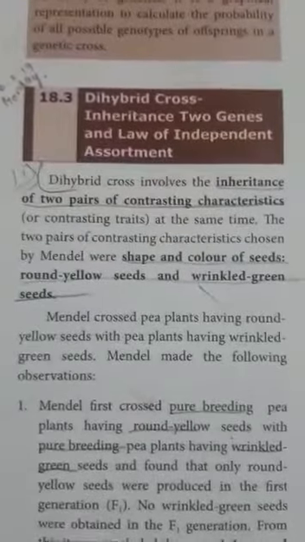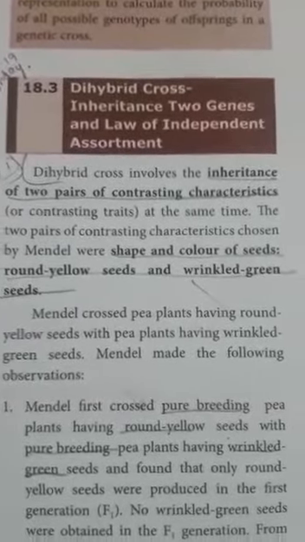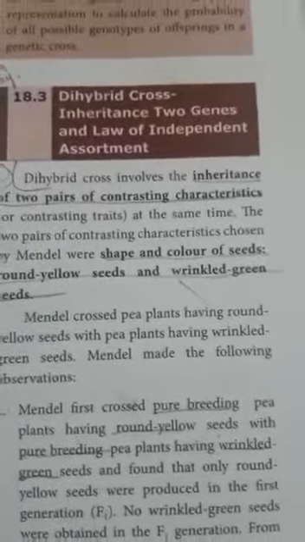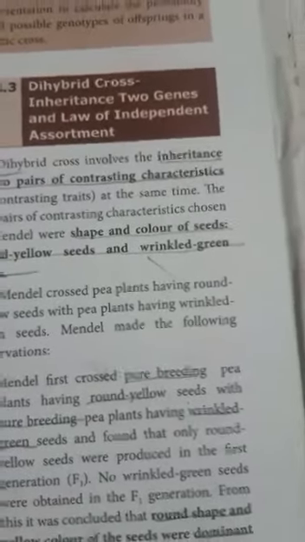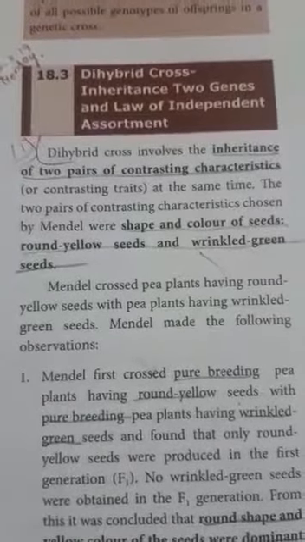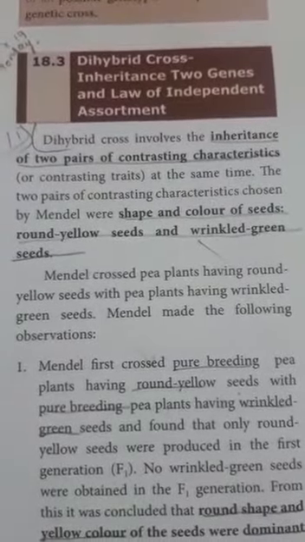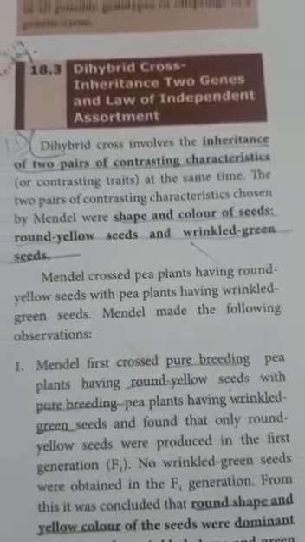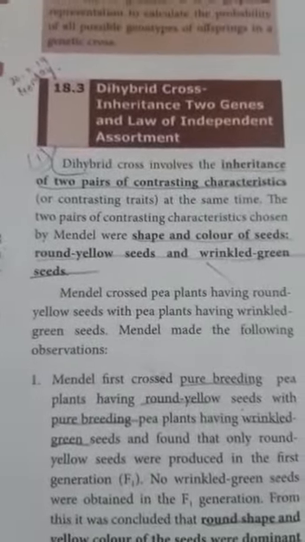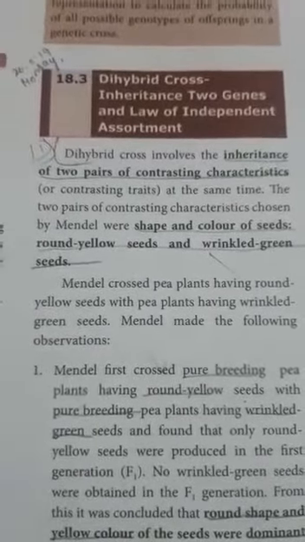Dihybrid cross involves the inheritance of two pairs of contrasting characters. In monohybrid, Mendel took one character, that is height. Here, two characters are taken at the same time. The two pairs of contrasting characteristics chosen by Mendel were shape and color of seed. Color of seed: green and yellow. Shape of seed: round and wrinkled.